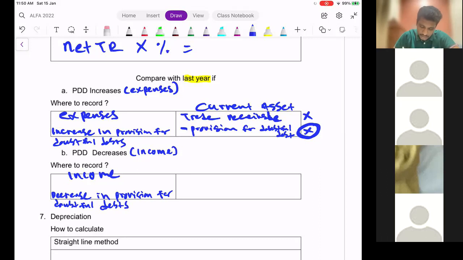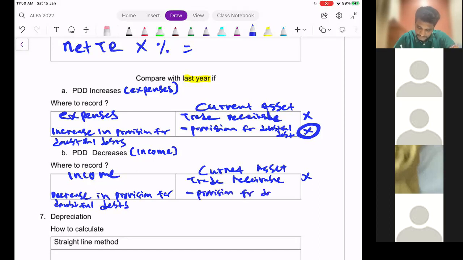After that, same, you go to the current asset. Go find your trade receivable. Don't do anything to the trade receivable. Under the trade receivable, there will be a provision for doubtful debt. So you'll record that in the provision for doubtful debt. In the current asset, the record is still the same. Okay, I'll give you one example.